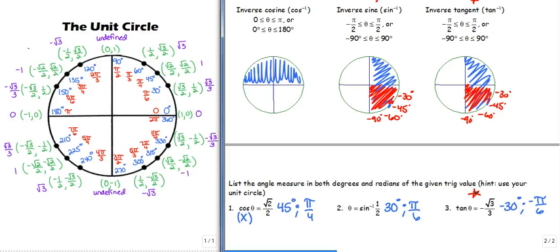Alright, so now we have 4, 5, and 6. I want you to go ahead and do the next three problems on your own. Make sure that you're giving me your answers in degrees and in radians. Go ahead and press pause.